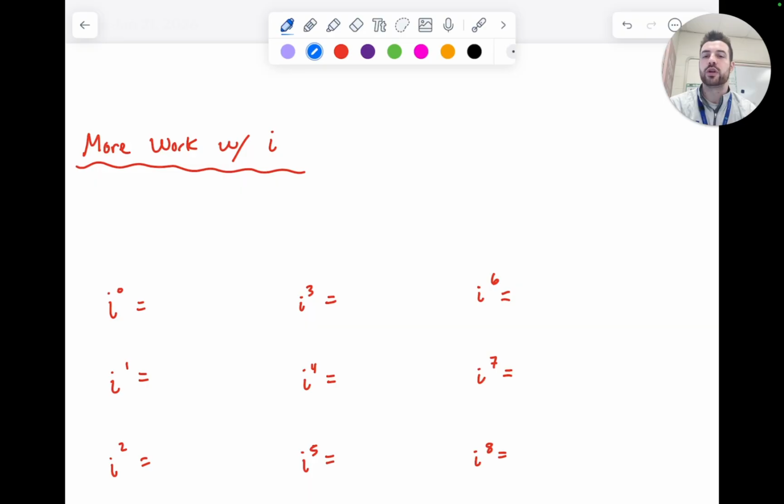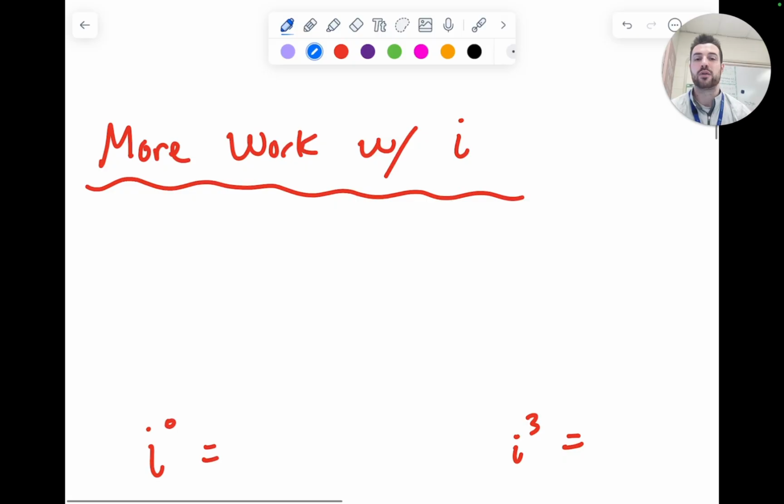Today we're going to talk a little bit more about i. Eventually we're going to do some operations on imaginary or complex numbers, and that's going to require a deeper knowledge of how we can simplify values of i. So today that's what we're going to take a look at, and then we're going to talk about the length of complex numbers.